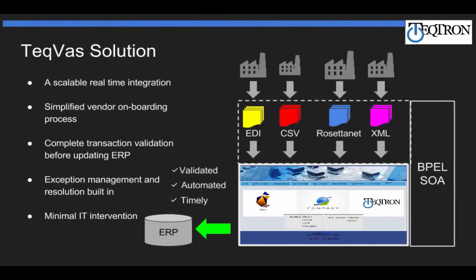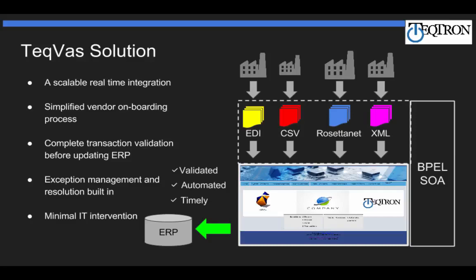TeqVAS features a scalable real-time integration solution built on a BPL, SOA, PL/SQL architecture that enables the vendor onboarding process to be greatly simplified. The transaction validation engine performs a complete validation before updating ERP so that any problems with vendor manufacturing data are found and resolved before reaching the ERP system using the exception management tools and processes. This means that data issues can be resolved with minimal IT intervention.